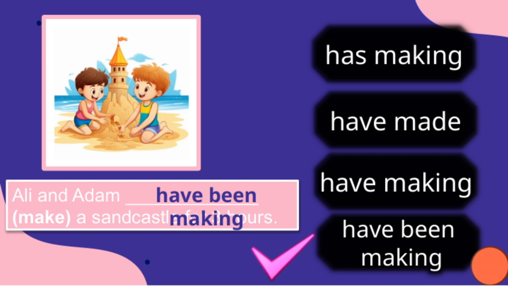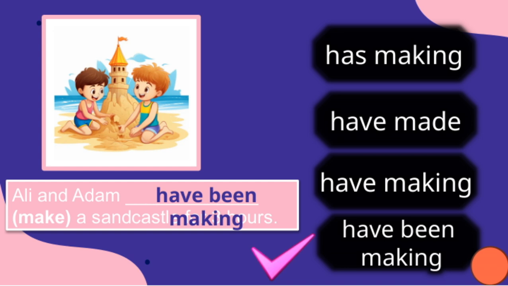Have made suggests that they completed the action at some point before now. Have been followed by making emphasizes the ongoing nature of their activity over a specific period. Has making is incorrect because has should be paired with a present perfect form, but it needs to be followed by been plus the ing form.